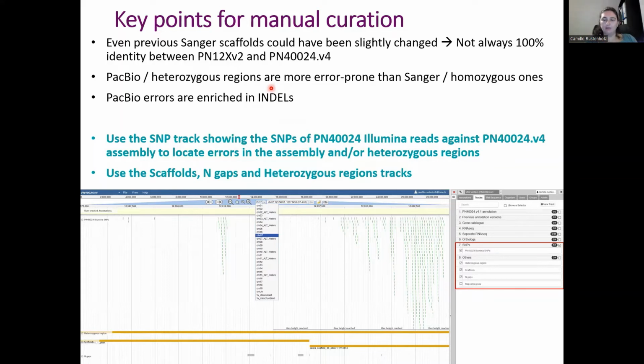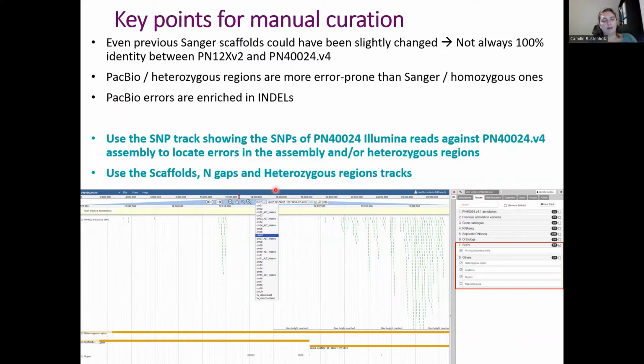To guide you while you will be doing the manual curation with all these problems, you'll have to select here on the right of the Apollo window some tracks that we designed to help everybody with these problems. So for example, we will have access to a track showing the SNPs of PN40024 Illumina reads against itself, against the v4 assembly. If there are some differences between the Illumina reads and the assembly, Illumina reads are very accurate, so these may be the location of errors in the assembly, and they may also highlight heterozygous regions.